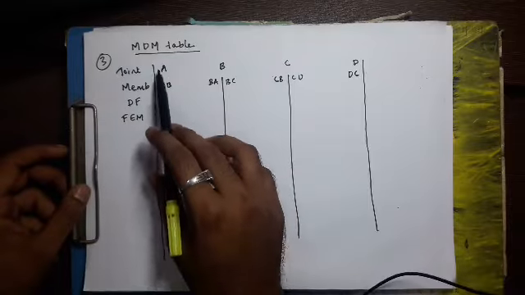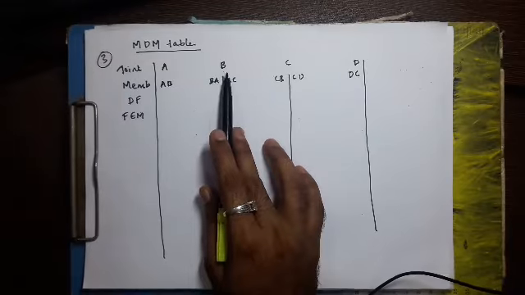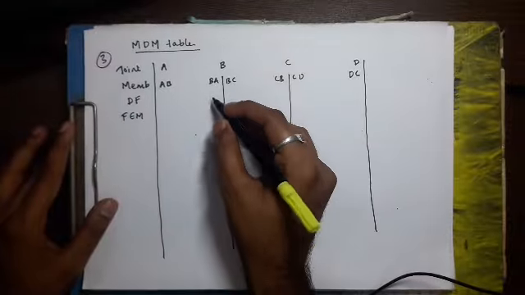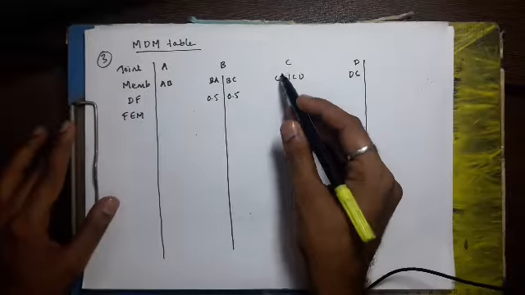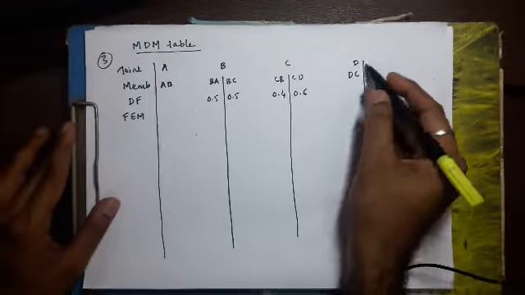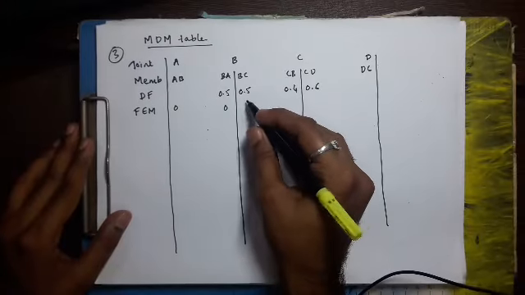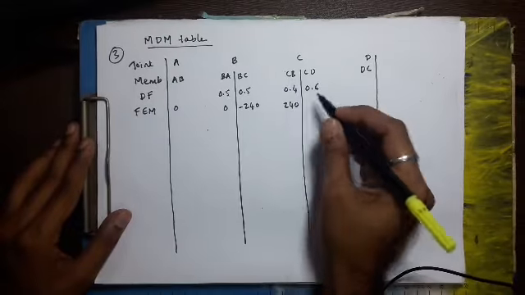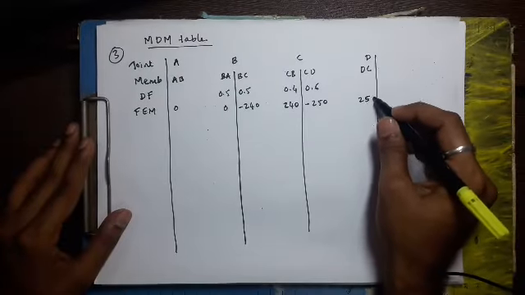Distribution factor we don't have to write for AB and for DC. We can write distribution factor for a joint which has got two members or more than two members. So for BA, distribution factor is 0.5, for BC it is 0.5. For CB we have calculated it is 0.4 and for CD it is 0.6. FEM we have calculated: for AB and BA it is 0, for BC it is minus 240, CB plus 240, CD minus 250, DC plus 250.